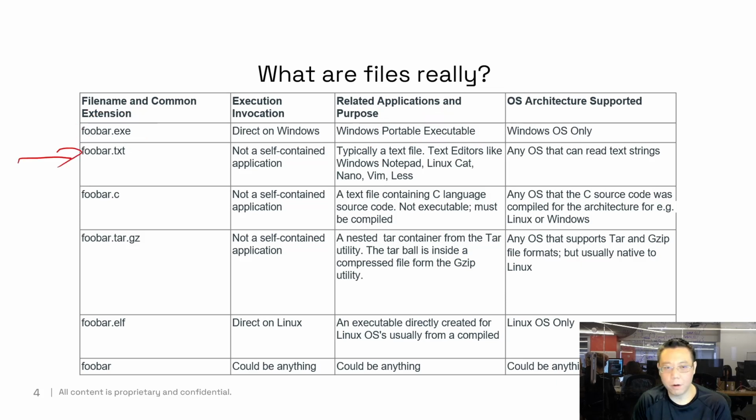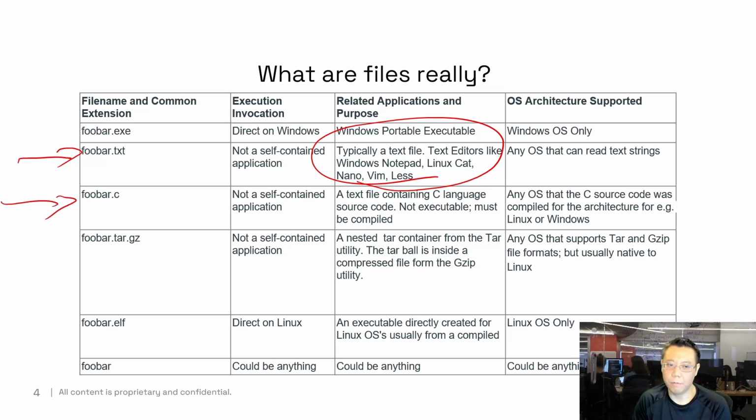Next, we have foobar.txt. Typically not an actual application itself, and not a self-contained one at that. What you need to use is text editors. Like we saw earlier, we have Nano and vi, and we can open, read, and write text, and really any OS can do this. It depends on what you're looking for. Windows has Notepad, Linux has cat. You can do anything with the text file because it's just data.